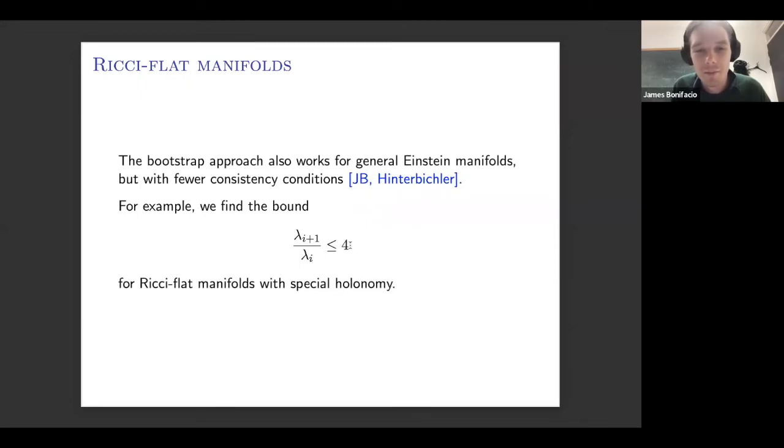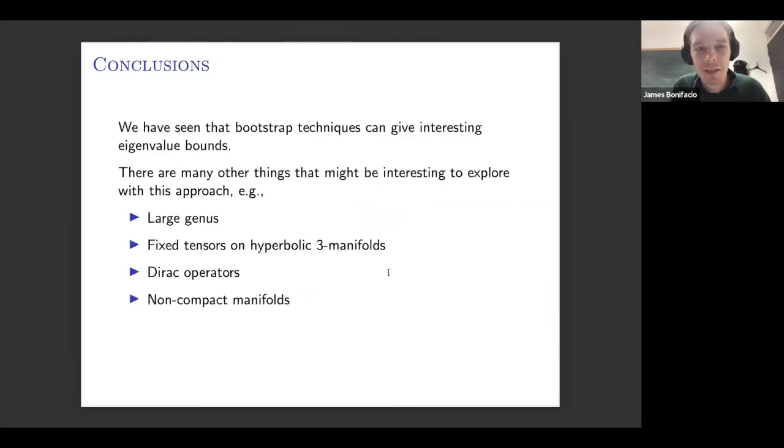And it's saturated by certain Fourier low values of these eigenvalues. Okay, so let me then conclude. Hopefully I've convinced you that this bootstrap approach can give you interesting eigenvalue bounds. There are lots of other things that might be interesting to explore with this approach.